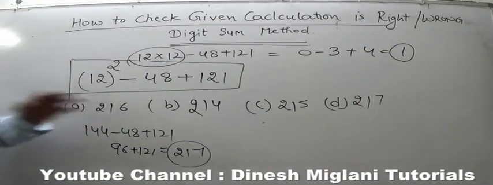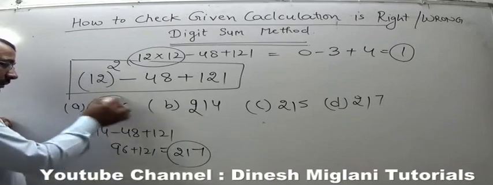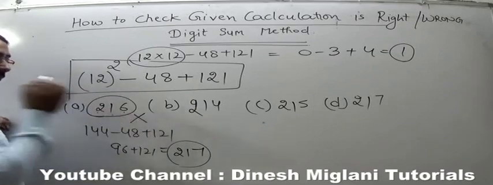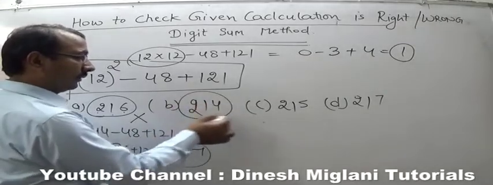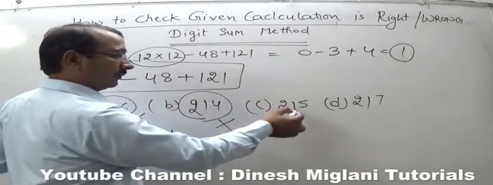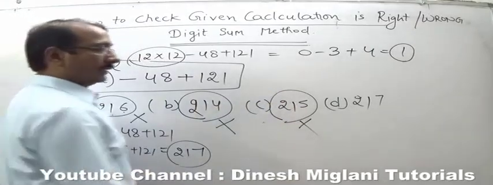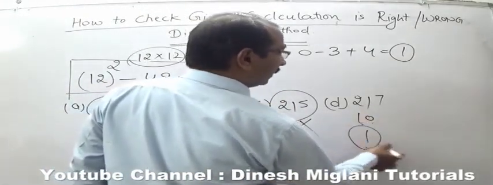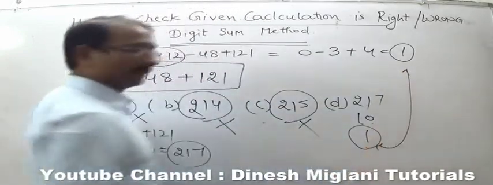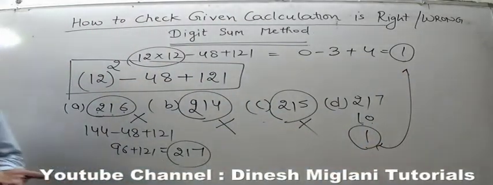Now I try to take my options. 6, 1, 7 gives 9, here the sum is 9, that's not my answer. 4 plus 1, 5 to 7, the sum is 7, not my answer. 5 plus 1, 6 to 8, the sum is 8, not my answer. 7 plus 1, 8 or 2, 10, and 1 plus 0 is 1. This is my answer.